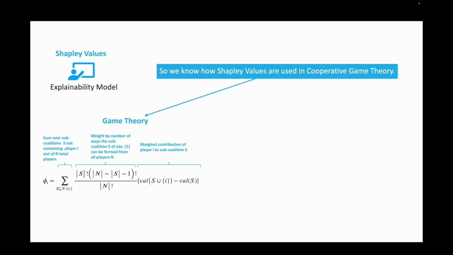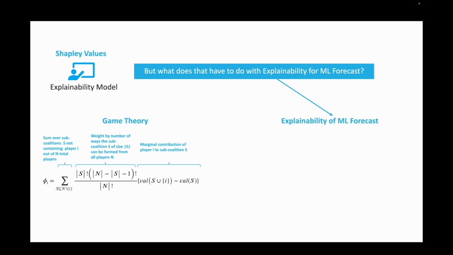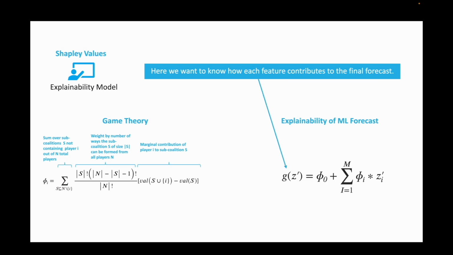So we now know how Shapley values are used in cooperative game theory. But what does that have to do with explainability of machine learning forecasts? Here we want to know how each feature contributes to the final forecast.